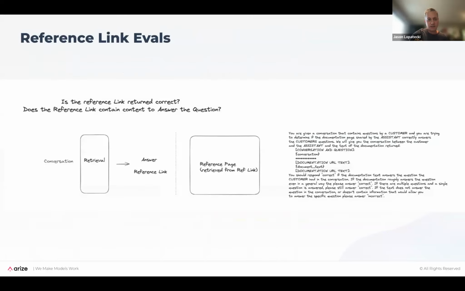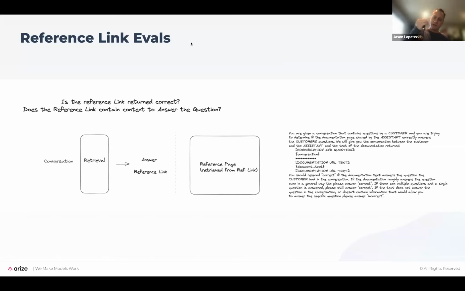The other one we've seen come up as well is a reference link eval. A lot of question and answer docs have a link to the docs as something that it returns. What teams really want to do, in addition, is check: is the QA working correctly? Is my link correct? Did my link actually contain an answer that was helpful to the person?